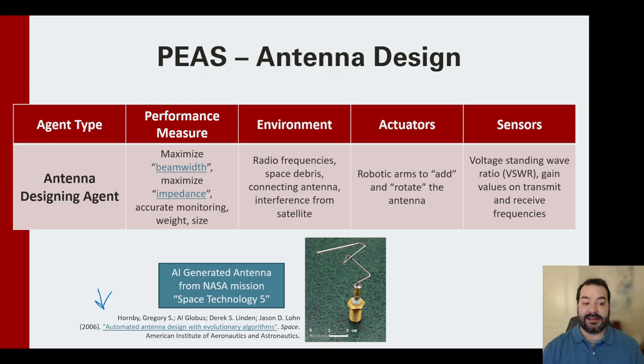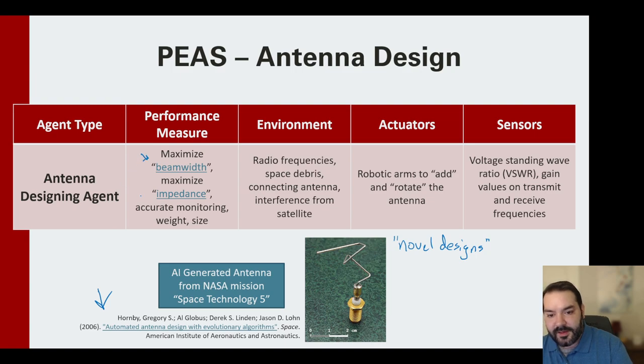What if we used an AI agent to simulate and make better decisions about what they were calling novel designs? What kind of antenna designs can work and still maximize? What they were considering, again, taken from the paper, things like maximize beam width, maximize impedance. I'm a computer scientist, so I'm not going to act like I know those words. But the same kind of concept can come in.